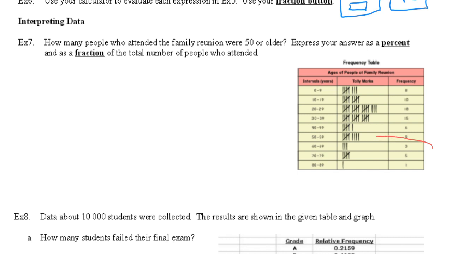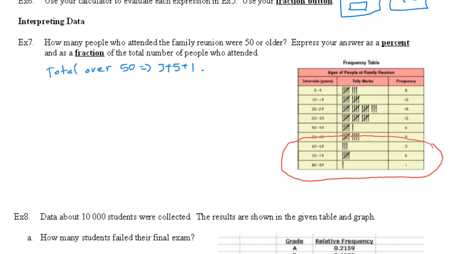So if I'm looking at this problem here, these are the people that are over 50 in this problem set, right? Now, here's the best part. If I write this out, this tells us that the total number of people over 50 is equal to 3 plus 5 plus 1, which is 9 people.